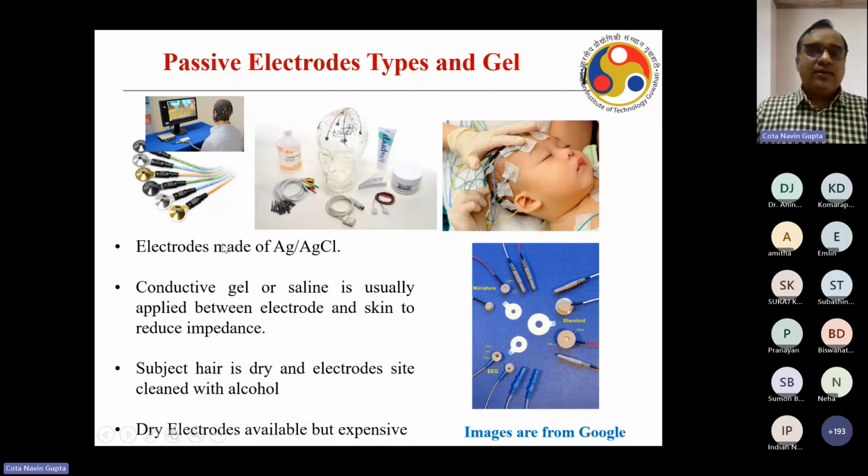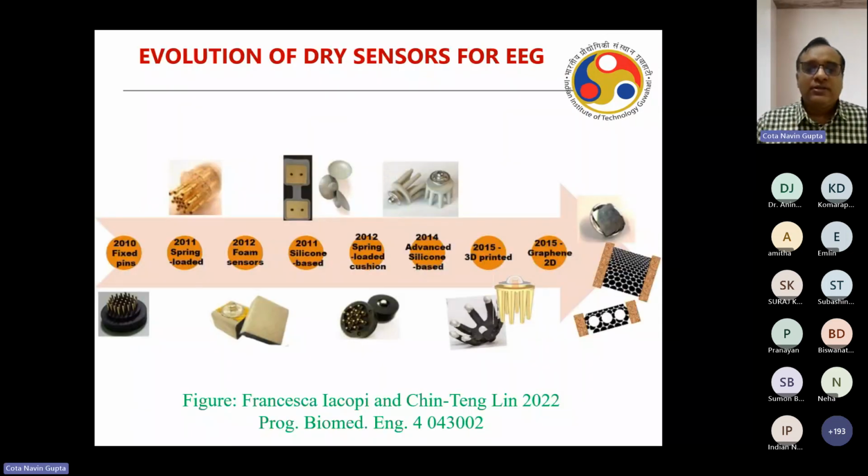Mostly the passive electrodes are made of AgCl. You can see the electrodes over here. Conductive gel or saline is usually applied between the electrode and the scalp to reduce impedance. The subject's hair is usually dry and the electrode site is usually cleaned, so that the signal recording is obtained in a neat and good fashion. Okay. So those are the wet electrodes, and the active and passive electrodes.